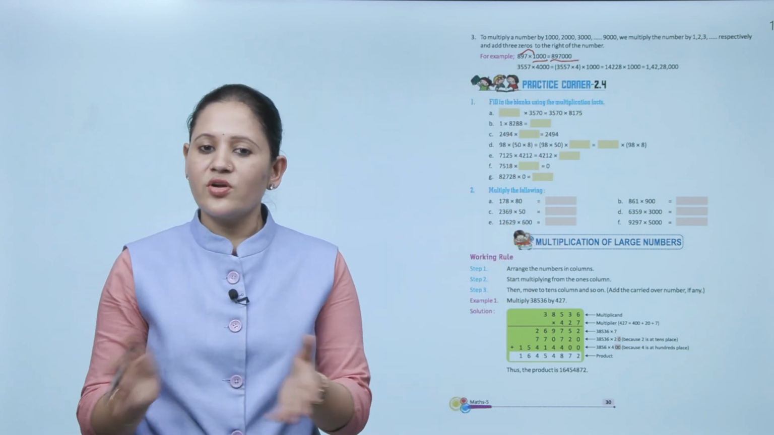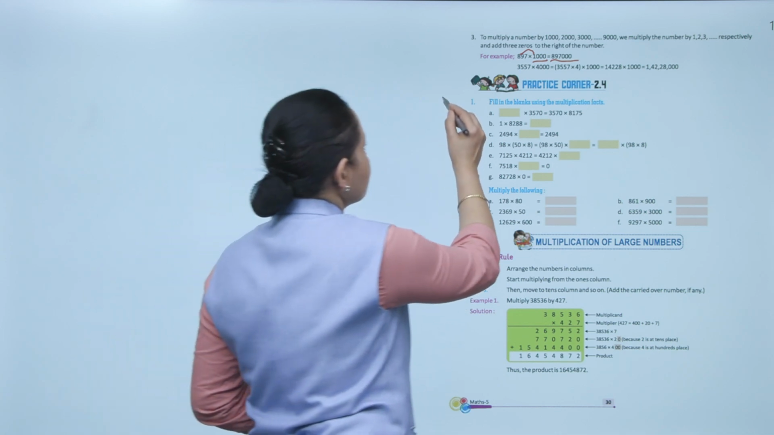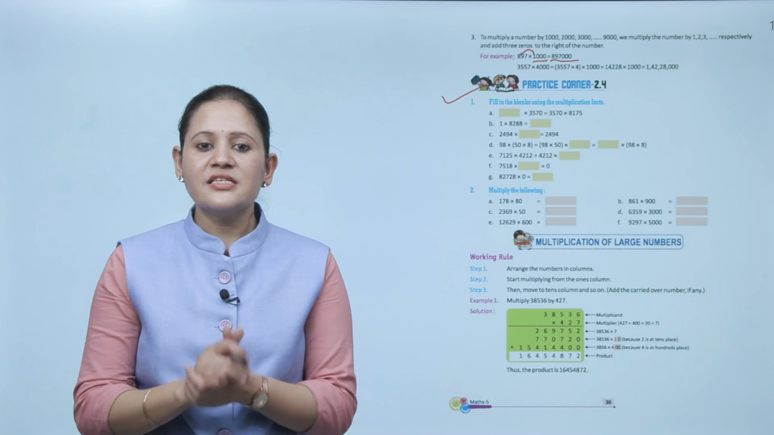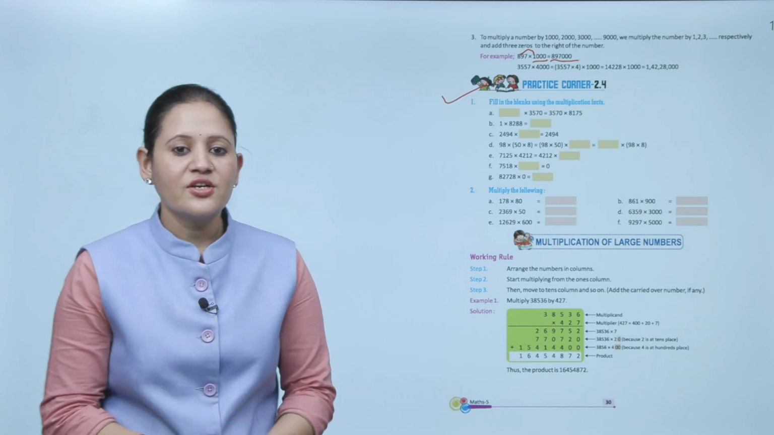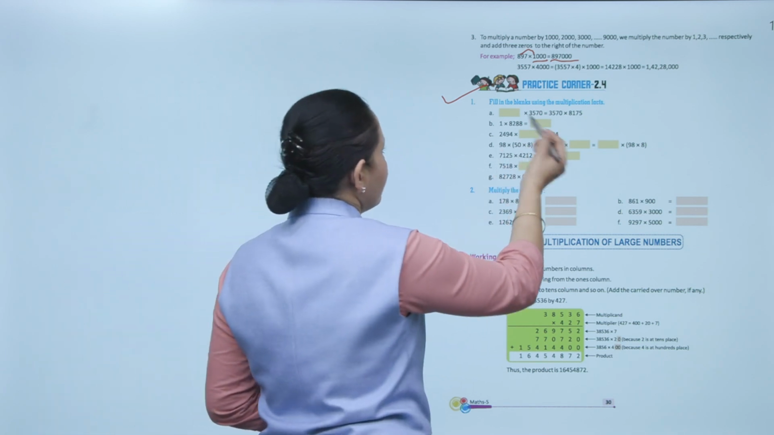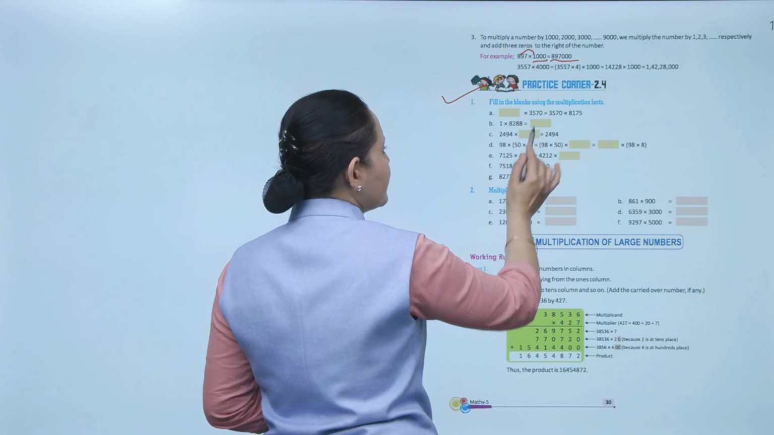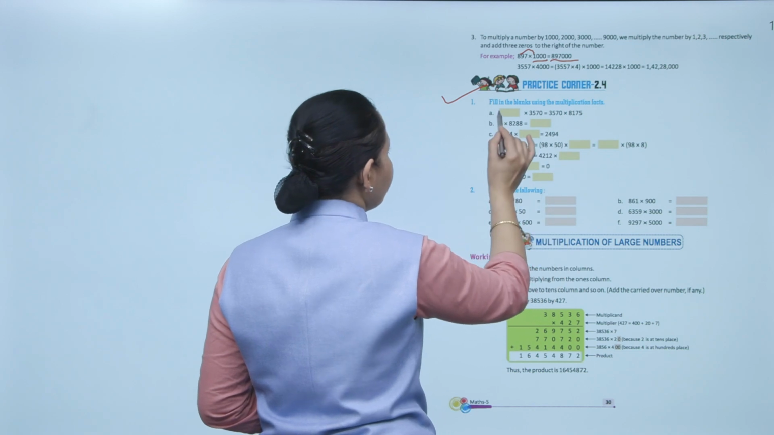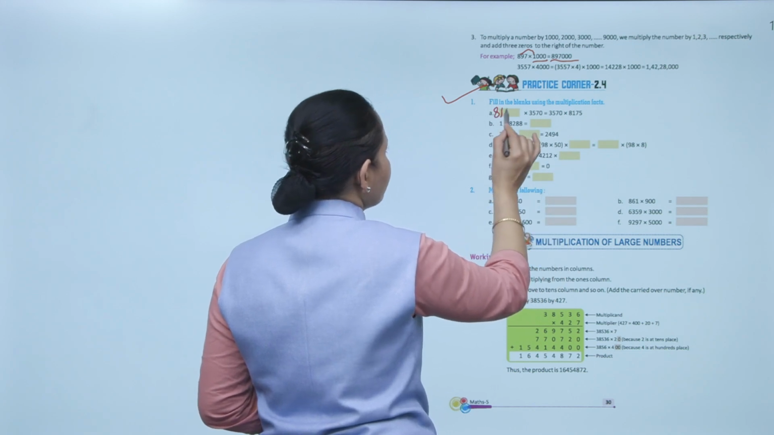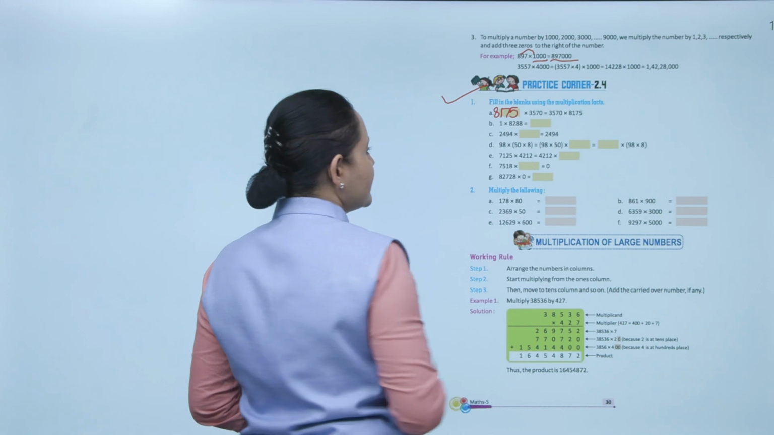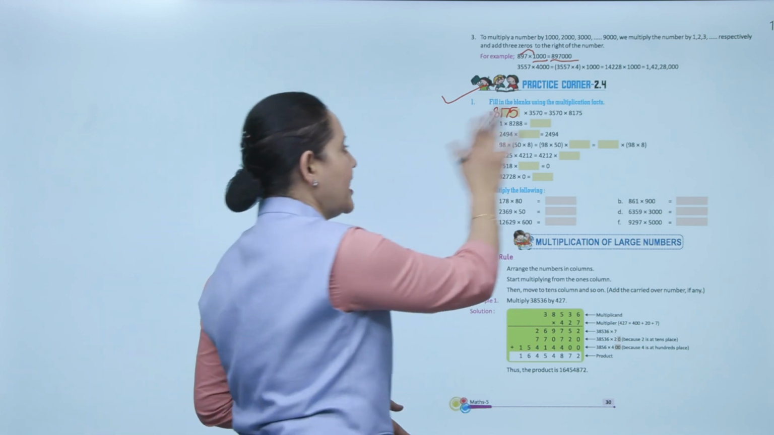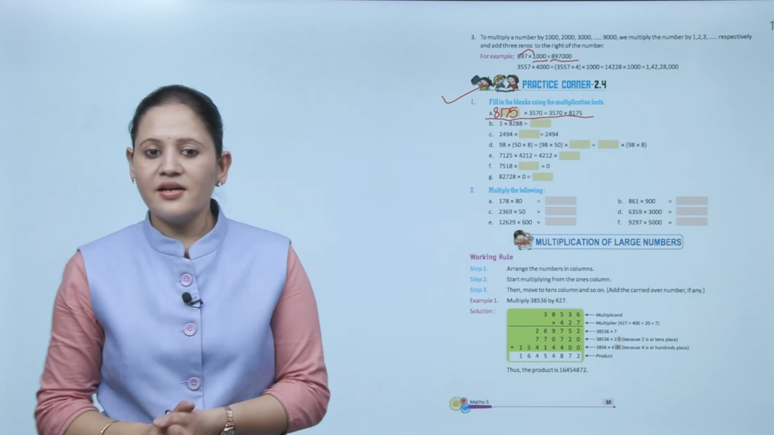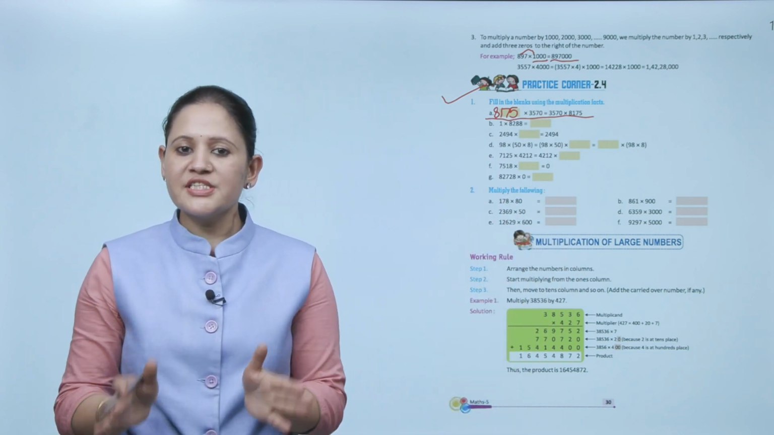Next, practice corner 2.4. Fill in the blanks using the multiplication fact. So first is dash multiplied by 3570 equals to 3570 multiplied by 8175. So यहाँ आ जाएगा 8175. This is the commutative property. Means किसी भी order में multiply करें, result जो है वो same रहेगा, product same रहेगा. Clear? So you have to practice all the questions of this exercise.